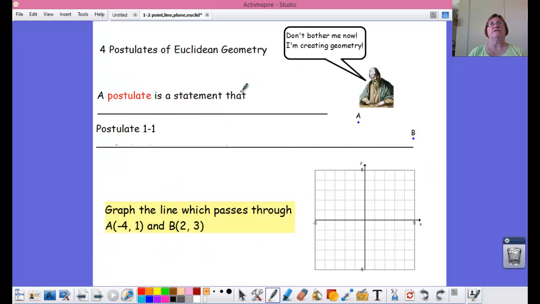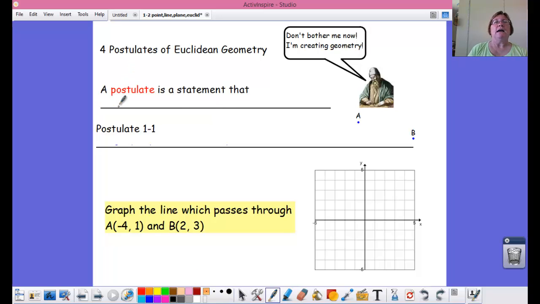We're going to take just a few minutes and talk about where all of the study of geometry came from, and that is a Greek named Euclid, okay, a long time ago. He set forth a series of 9 postulates. We're going to talk about 4 of them today that represent the foundations of geometry. A postulate, folks, is a statement that is accepted as fact, even though it cannot be proven.